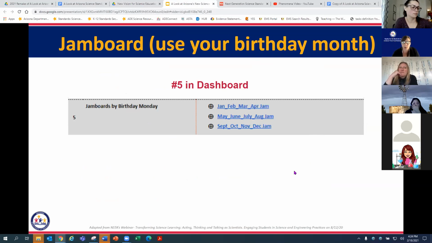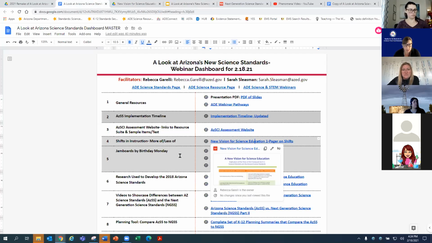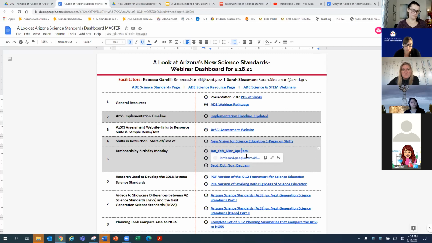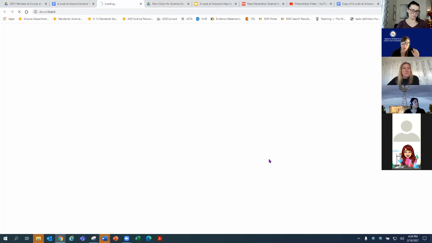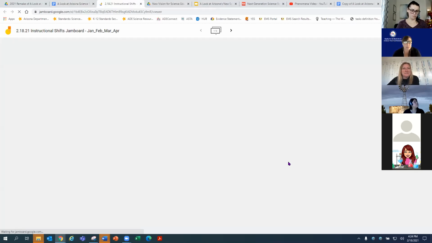And so the way this works is, if you look at number 5, you're going to use your birth month. So if you're January, February, March, April, you're going to click that one. May, June, July, August, that one. September, October, November, December, that one. And those are in the dashboard. And so I'm going to give us about 4 minutes to do this.